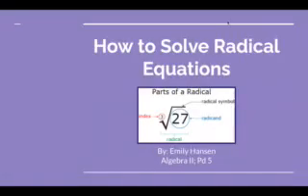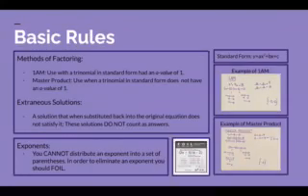Today's lesson is how does one solve radical equations? So, starting with some basic rules before we get started, so we're best prepared as we can be. We need to understand, going into this, methods of factoring, extraneous solutions, and exponents.